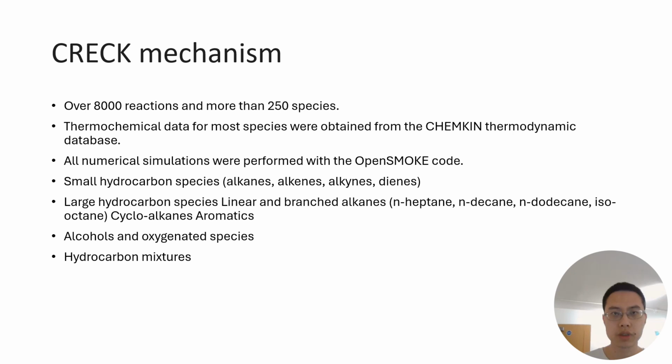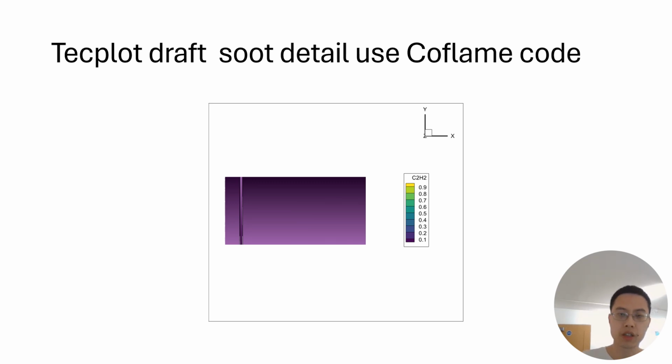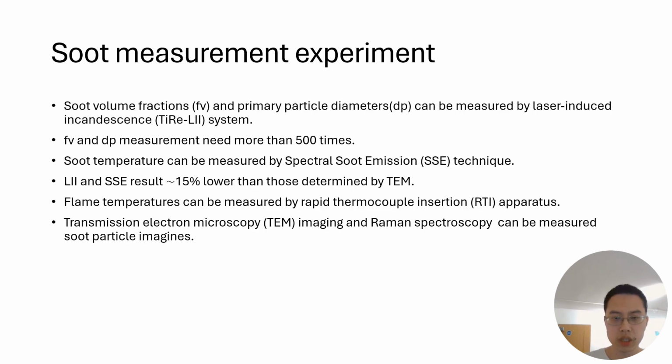carbon mixtures. Here is a soot volume fraction for numerical results. Use the CRECK model and experiment for 124 trimethylbenzene, 124 TMB, and n-propylbenzene, PBZ. Here is a soot detail using the CoFlame code drawn by Tecplot.